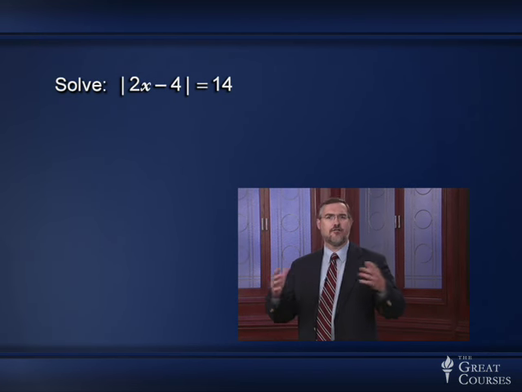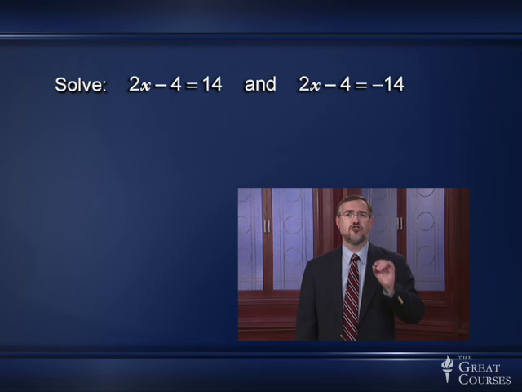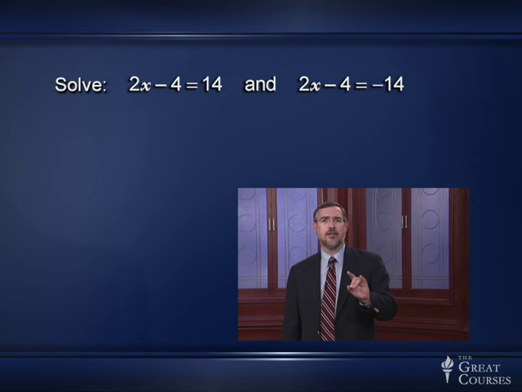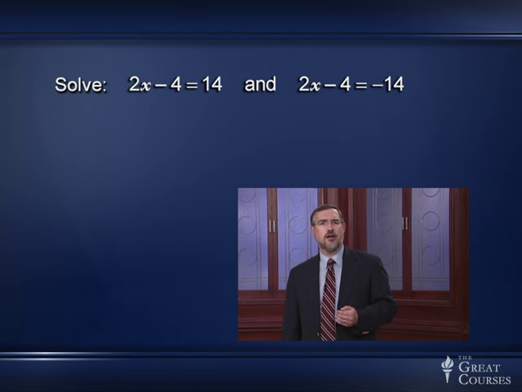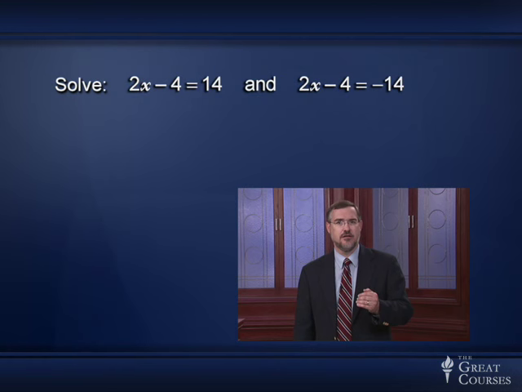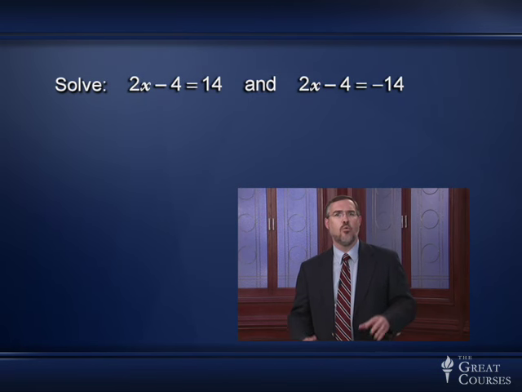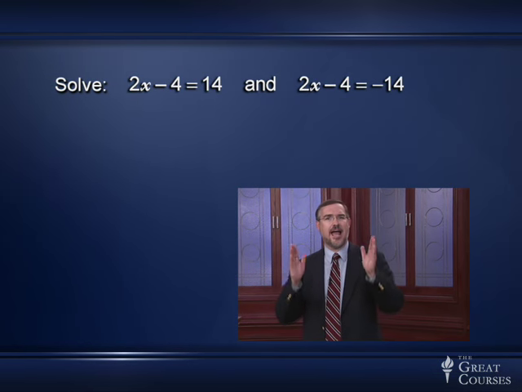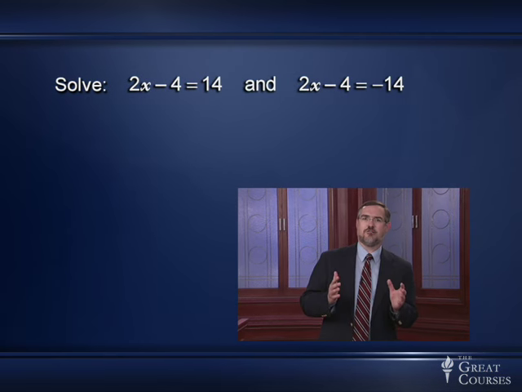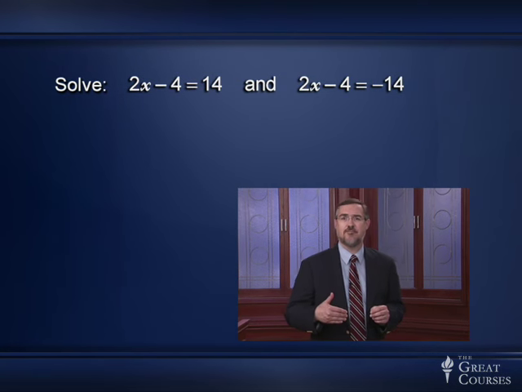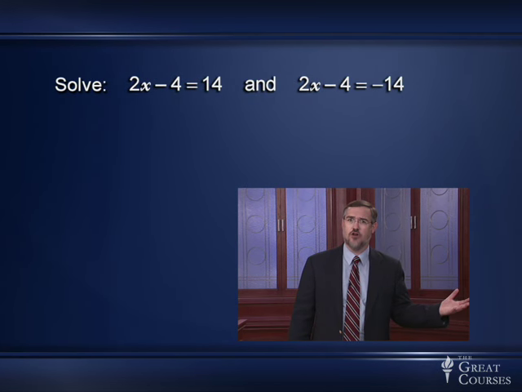What you really have to do to solve the problem correctly and completely is to actually convert the original equation into two separate equations. And you have to solve 2x minus 4 equals 14, and you have to solve 2x minus 4 equals negative 14. Why do you have to do that second equation, 2x minus 4 equals negative 14? Well, it's because when we say absolute value of 2x minus 4 is 14, we're saying that the quantity 2x minus 4 lives either 14 steps to the left of the origin or 14 steps to the right of the origin on the number line.